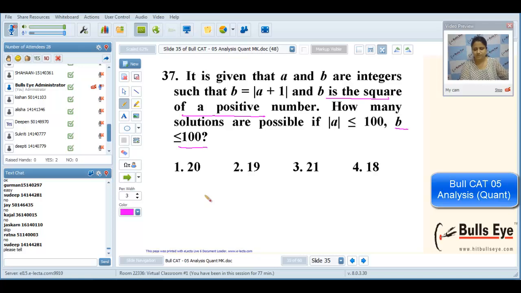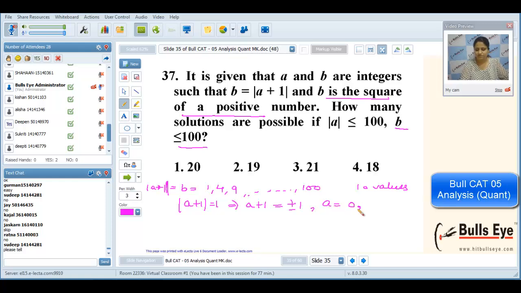If B is a perfect square and B is less than or equal to 100, it means B can take any of these values, 1, 4, 9, so on up to 100. These are 10 values. What is B? This is mod A plus 1. It means what? If we take A plus 1 is equal to 1, we will get two values. We will take A plus 1 is equal to plus minus 1. We will get A as 0 and A as minus 2. If we solve this way, for every corresponding value of B, we will get two values of A. So answer should be 20 in this case.